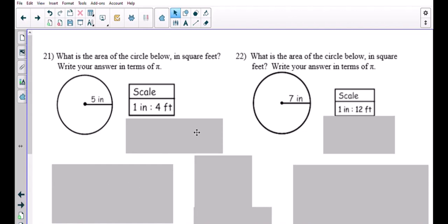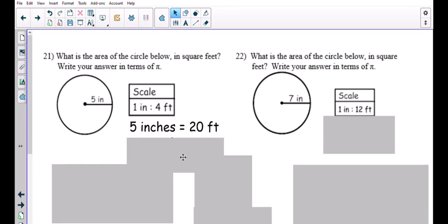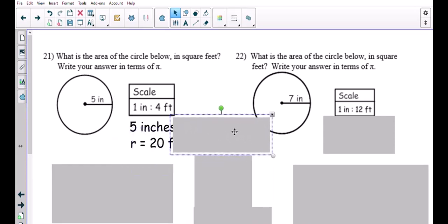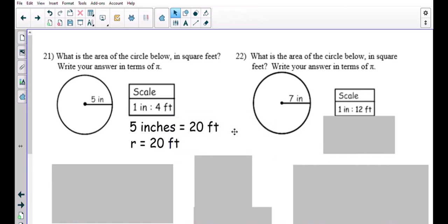So here's the deal. If we know that 1 inch represents 4 feet and the radius of this circle is 5 inches, what I would do is convert your 5 inches into 20 feet. Since our radius is 5 inches, what I'm going to do is multiply 5 by 4 to figure out what that is in terms of feet. That's going to get me 20 feet. 1 inch represents 4 feet, so 5 inches represents 20 feet. So I'm going to use a radius of 20 feet since I want my answer in terms of square feet.